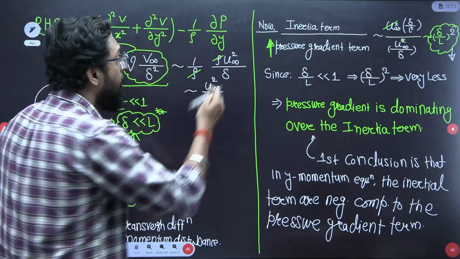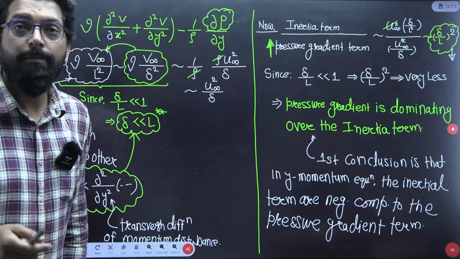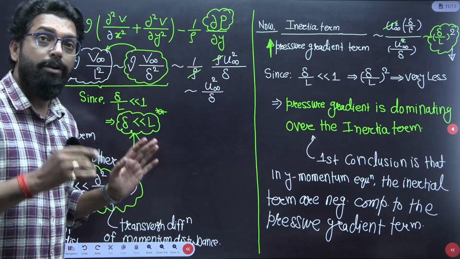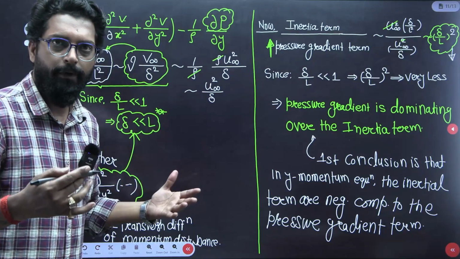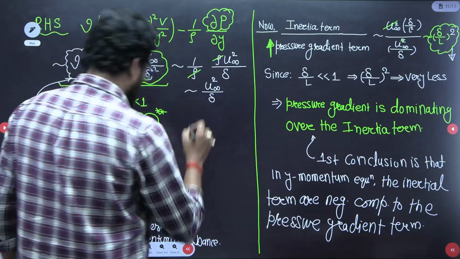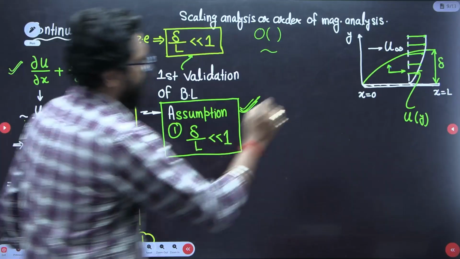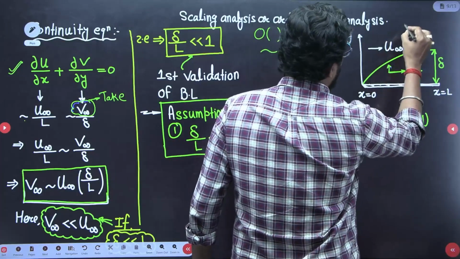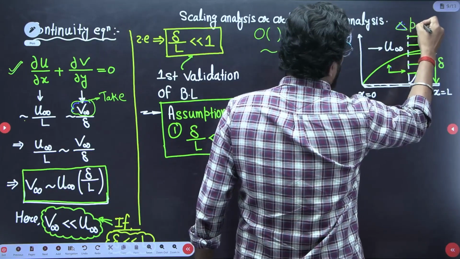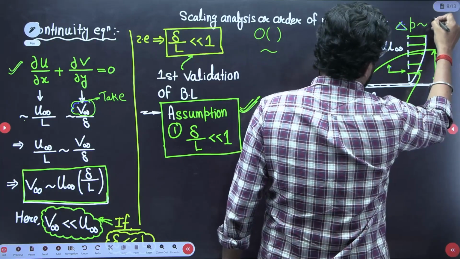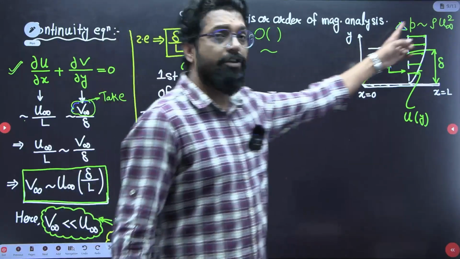And a very important thing: what is the order of magnitude of dP, the change in pressure? We know this from lots of experiments. So from here, the change in pressure delta P is of the order of magnitude of your kinetic energy change, that is, rho u infinite square per unit volume. So this is from the Bernoulli equation.